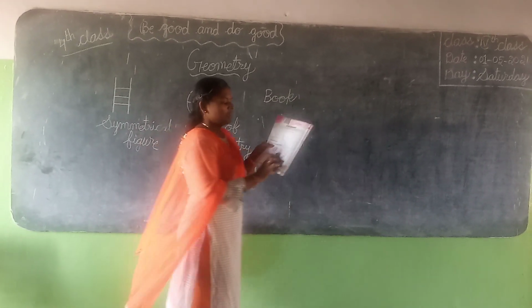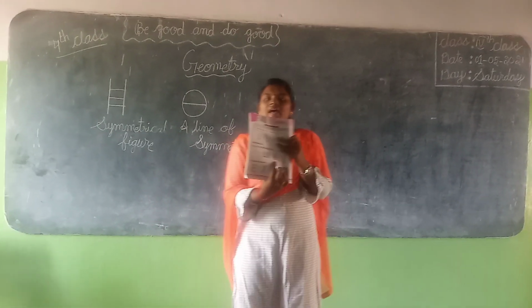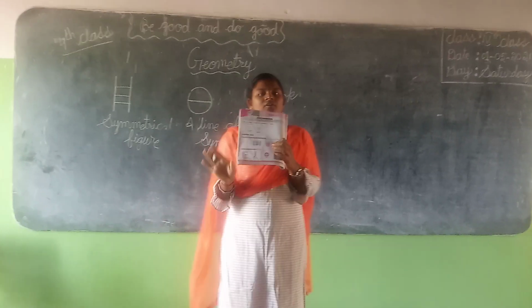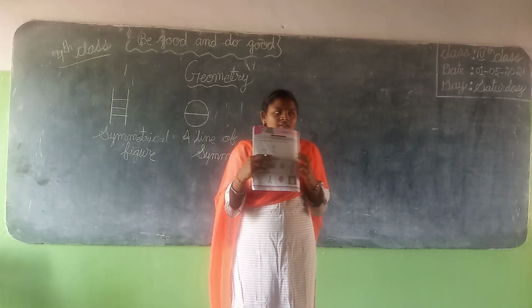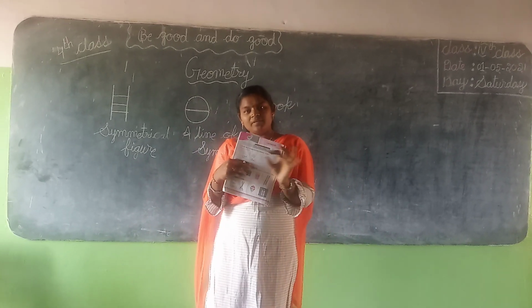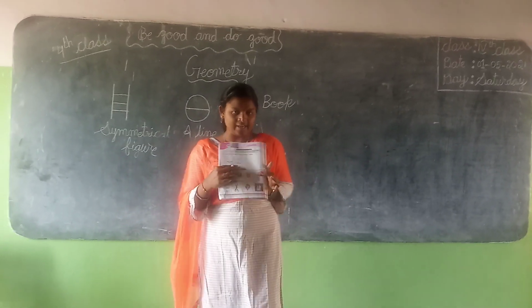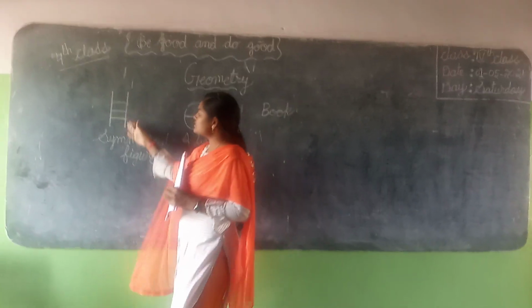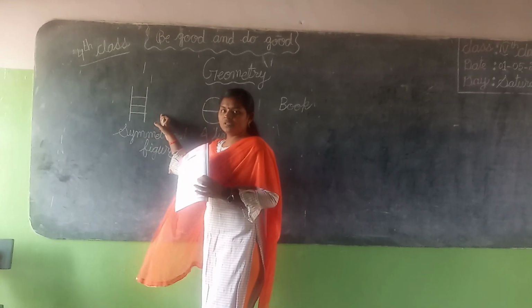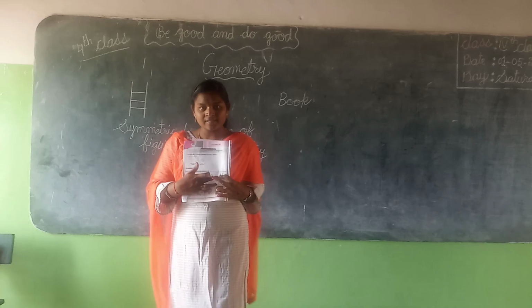Next, a glass. We take one glass of water. Are there equal pieces? No. So the glass is not symmetrical. Next, the ladder. The ladder is also a symmetrical figure. So the book and the ladder, these two are the symmetrical figures.